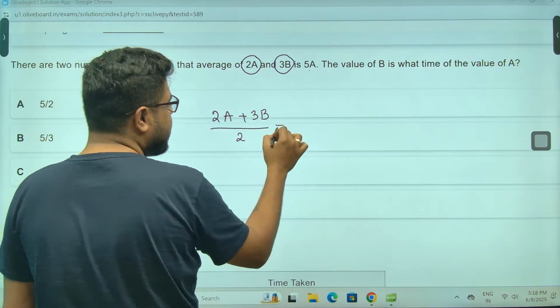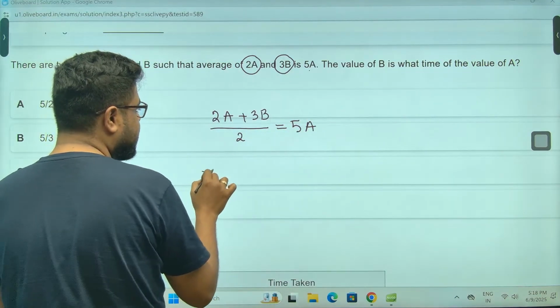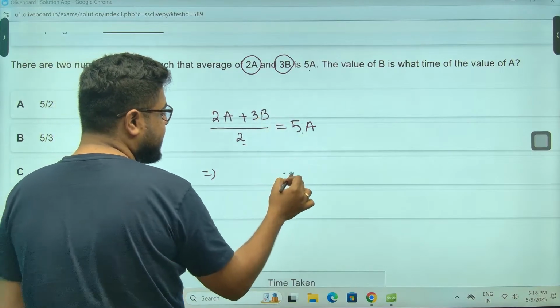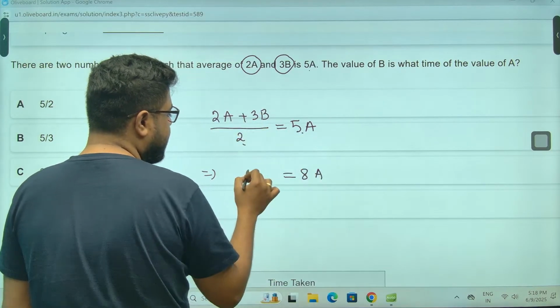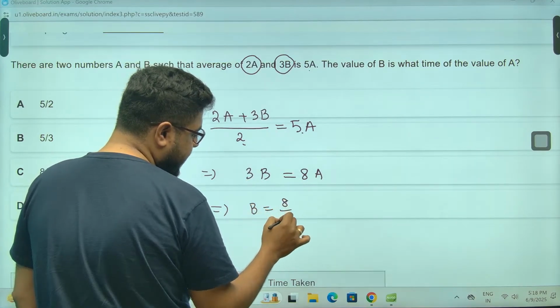Sum by 2, it is 5a. B in terms of a, write it, done, sir. So it will become 10a minus this, that is 8a equals 3b, sir. Sir, b is 8 by 3 times of a.